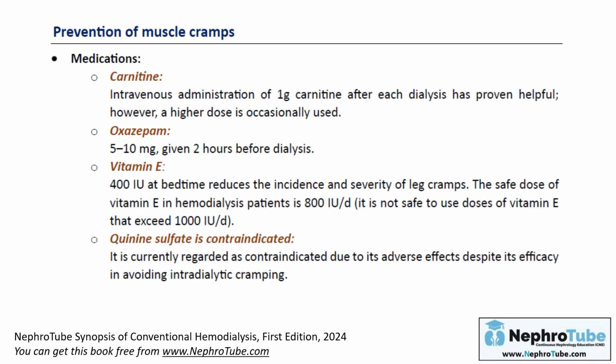Quinine sulfate, although it is very effective in the prevention of muscle cramps, has a lot of side effects in patients on hemodialysis, and it is totally contraindicated. The last line, especially in patients who have resistant recurrent muscle cramps, is to rule out any peripheral vascular disease. You can refer your patient to the vascular surgeon to check the vascularity of the lower limbs.